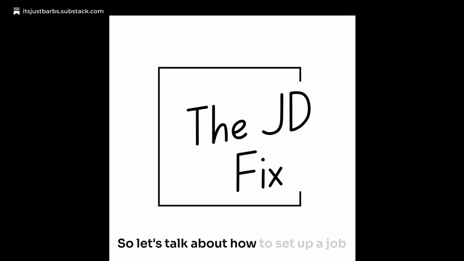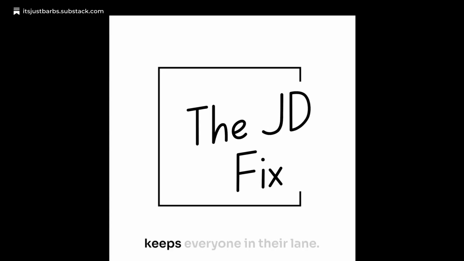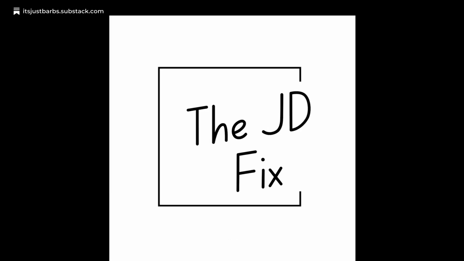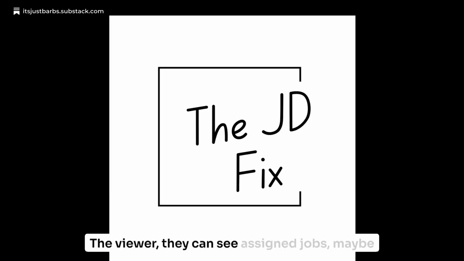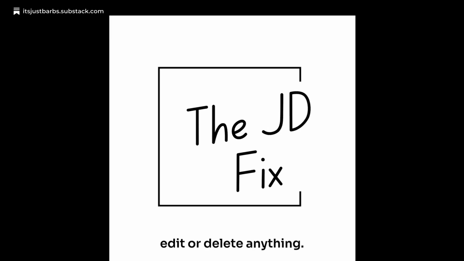So let's talk about how to set up a job description management system that works and keeps everyone in their lane. So here are the roles that make it work. We've seen this work best in our text analyzer platform, and we break it down into 5 roles. The viewer. They can see assigned jobs, maybe play in the content sandbox, but they can't edit or delete anything. This is perfect for people who need visibility but zero editing power.